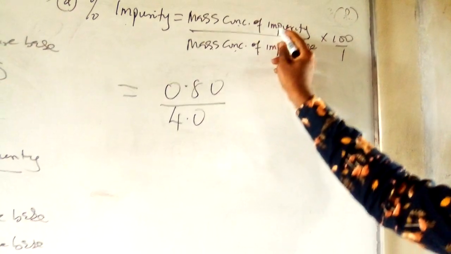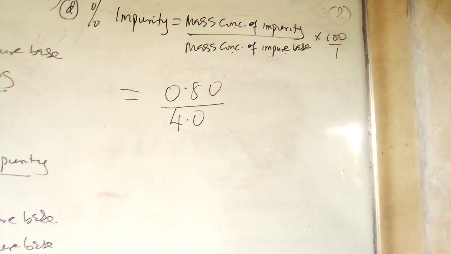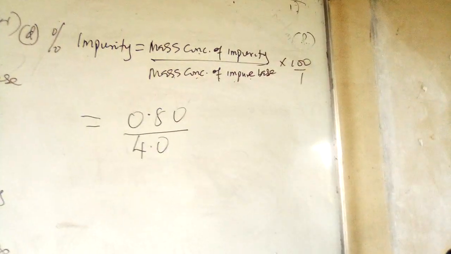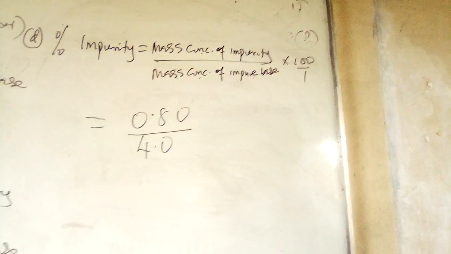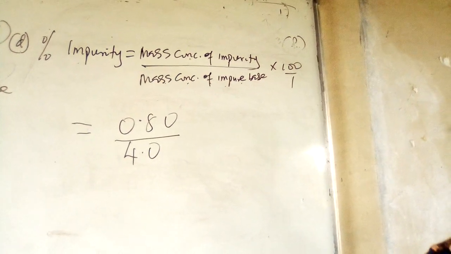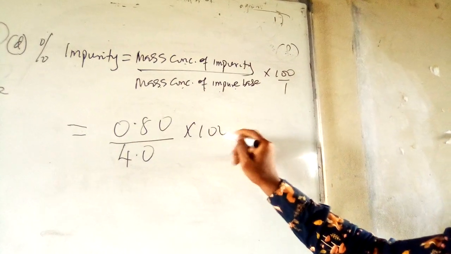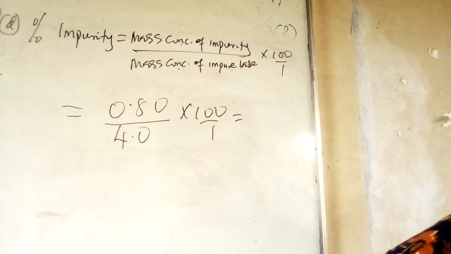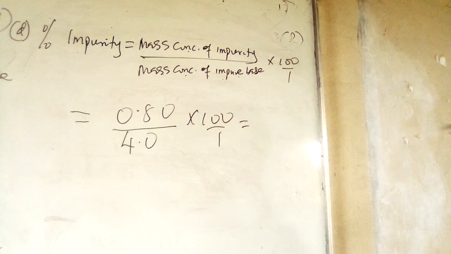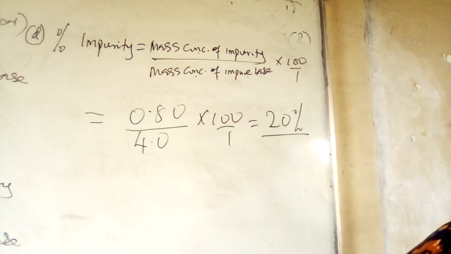I hope you know the difference between impurity and impure base. Just like when you have a bag of rice, the impurity in the bag of rice is stone or chaff. So that is the impurity. Then the impure rice is rice and stone mixed together. So times 100 over 1. What is the final answer, please? 20%. So we have this as the percentage impurity in the base.